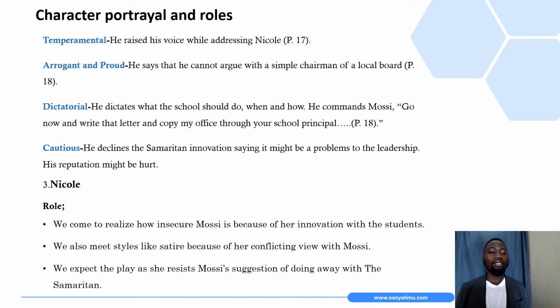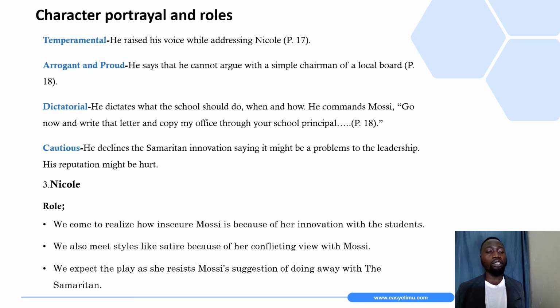So the next character is Nicole. Some of the character roles of Nicole, dear students, is that we come to realize how insecure Mosi is because of our innovation with the students. So were it not for the Samaritan app, we probably wouldn't have been made aware of Mayor Mosi's insecurities. So we also meet styles like satire because of her conflicting view with Mosi. That is, they have got different perspectives.